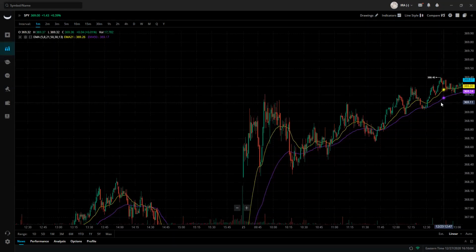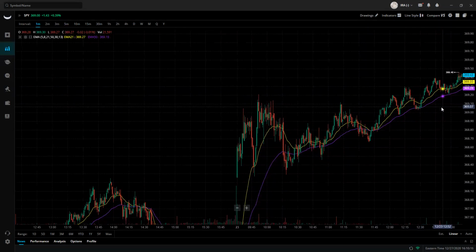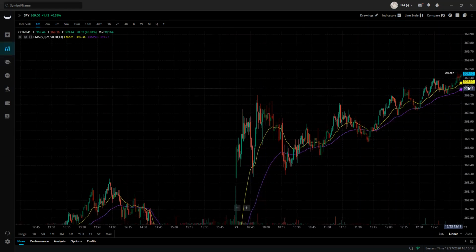So what you do is you have to wait for an entry at a support zone. And like I said, EMAs can act as a support zone. So if you're trying to maximize your risk to reward, you want to enter at the support zone. So what you would do is you would wait for the price to kind of pull back to this 50 area, this 50 EMA level.